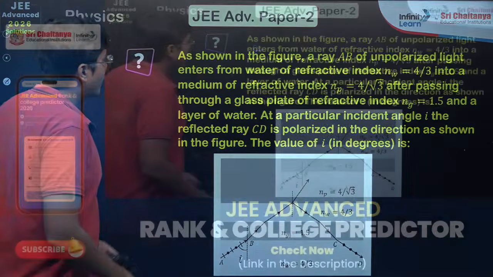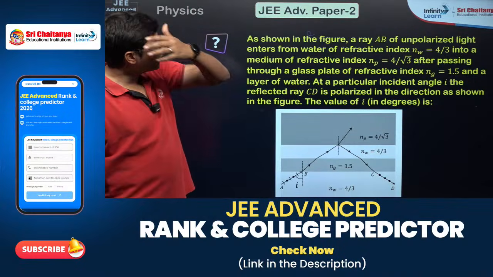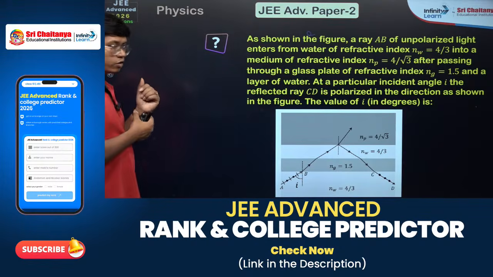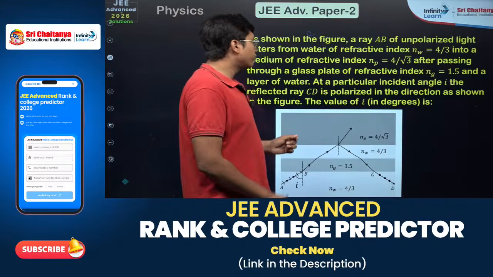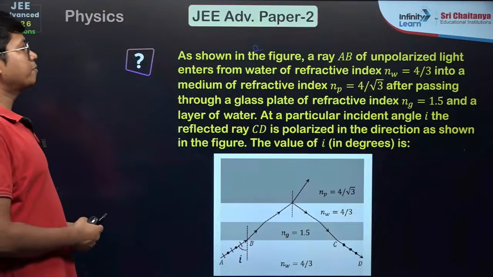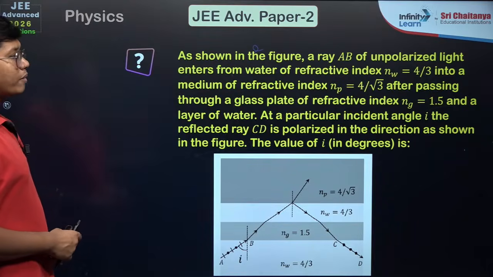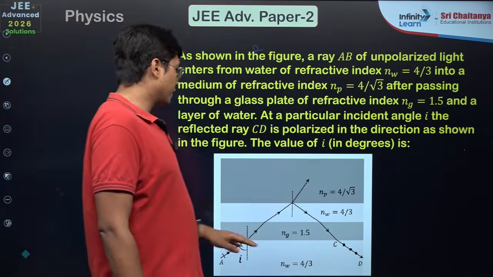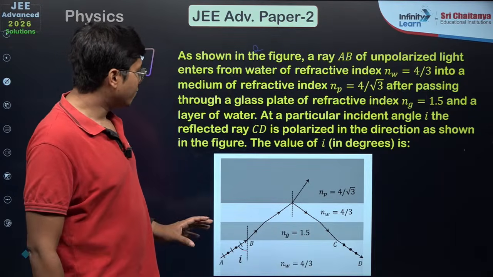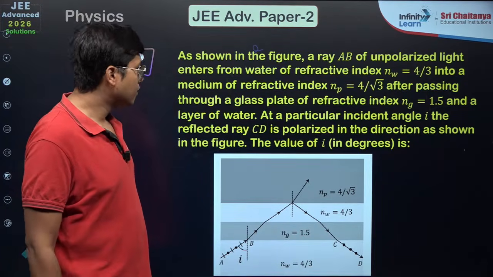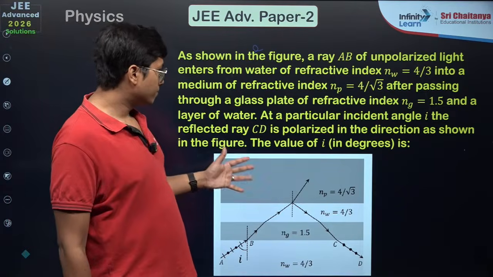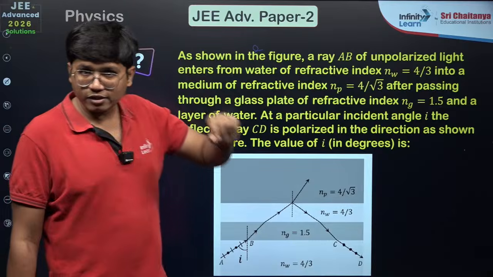Next one. It says as shown in the figure, a ray AB of unpolarized light enters from water of refractive index NW equal to 4 by 3 into a medium of refractive index NP equal to 4 by root 3, after passing through a glass plate of refractive index NG equal to 1.5 and a layer of water. Again, there's a layer of water. At a particular incident angle I, the reflected ray CD is polarized in the direction as shown in the figure. The value of I in degrees is going to be what?